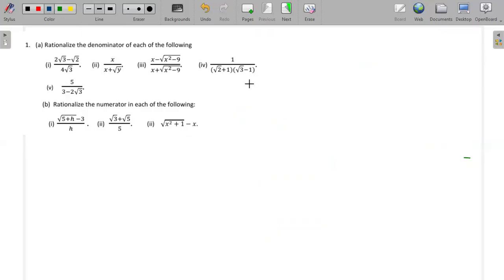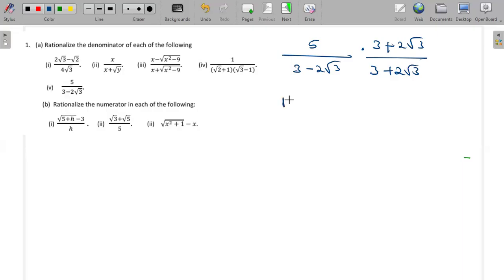Okay, so next one you have 5 over 3 minus 2 root 3, like that. So I have to multiply now this by the conjugate, which is 3 plus 2 root 3 over 3 plus 2 root 3. So 5 multiplied by the 3 there, you're going to have 15. Then 5 multiplied by 2 there, you get 10. So that would be 10 root 3.